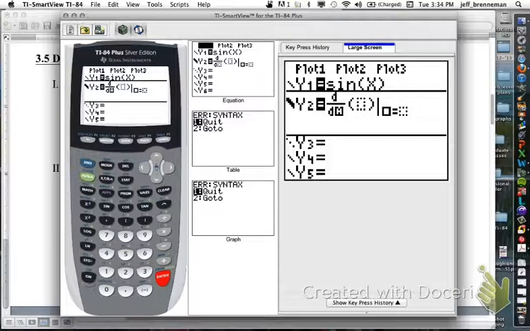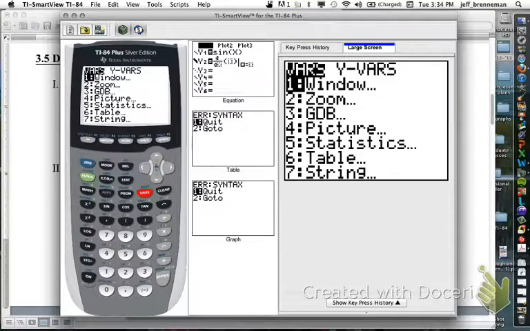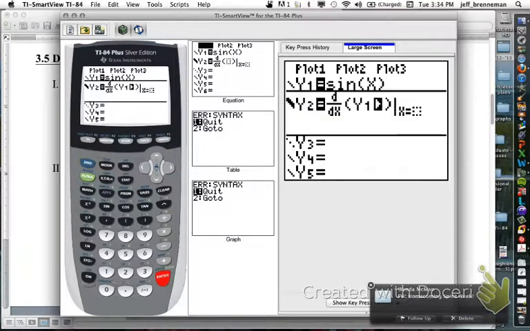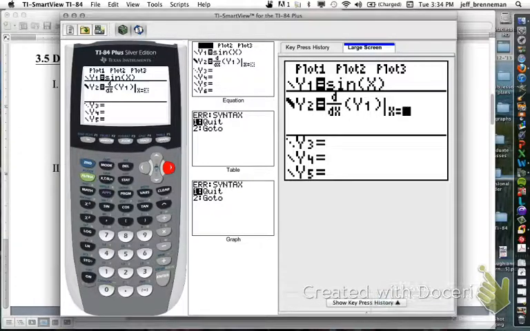But for those of you that have the 84s, let's go ahead and put in an x. So d over dx, similar to that notation we had for the warm-up today. And then in this spot, let's go ahead and use vars, y vars, function, and y sub 1. And then use your right arrow key to get to that other spot where instead of finding the derivative of the function at x equals pi or x equals pi over 2, let's go ahead and do it at x equals x, or for every x value.